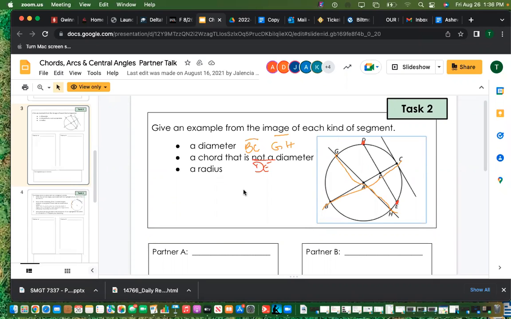What about a radius? AB, AH, what else? AG. AC, AG. I personally like to say a radius is whatever goes from the center point to wherever the outside is. That's how I personally do it. Now, is it going to be wrong? No.